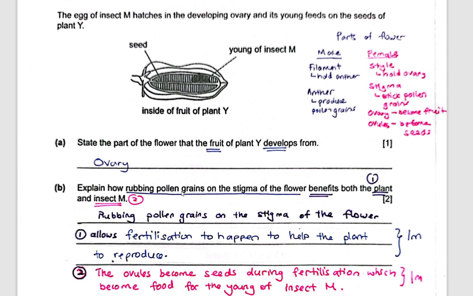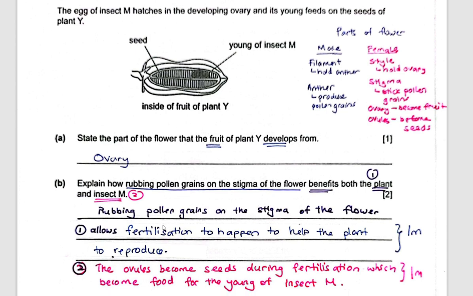Explain how rubbing the pollen grains on the stigma of the flower benefits both plant and insect M. There's no need to talk about pollination. This is not about pollination because once the pollen lands on the stigma, pollination is really done. Now you're talking about something else. Rubbing pollen grains on the stigma of the flower allows two things to happen, two benefits. First, how does it benefit the plant? It allows fertilization to happen. Why is that important? That will help the plant to reproduce.